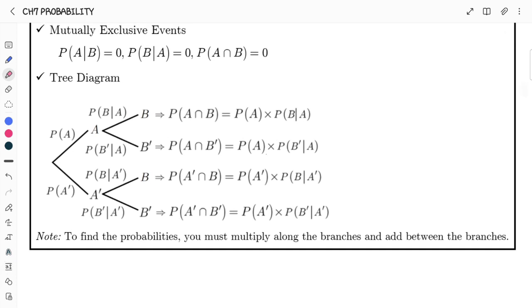If, let's say, you want this probability, and this one right here, for example. So to find the probability of A intersect B complement and A complement intersect B, you have to add these two.